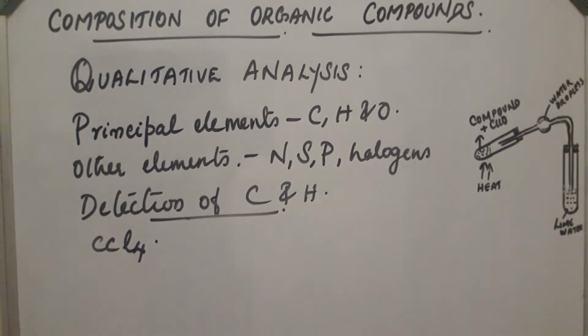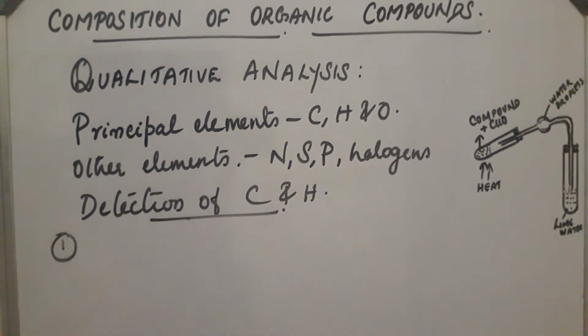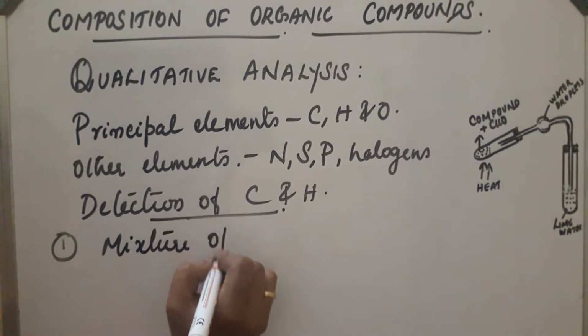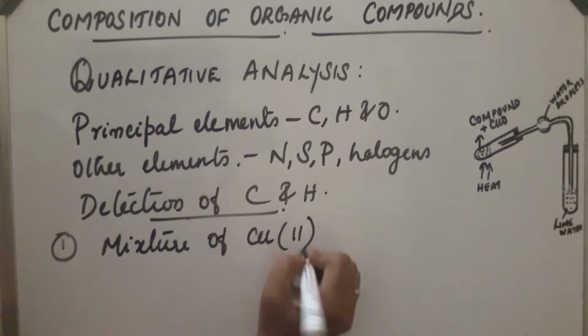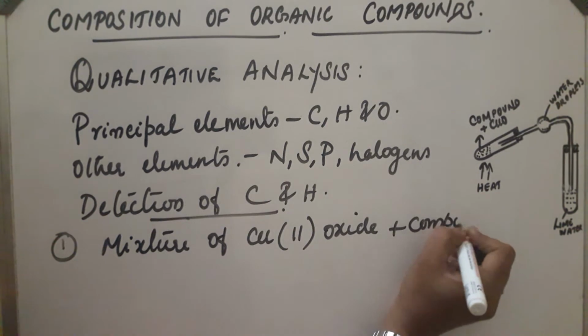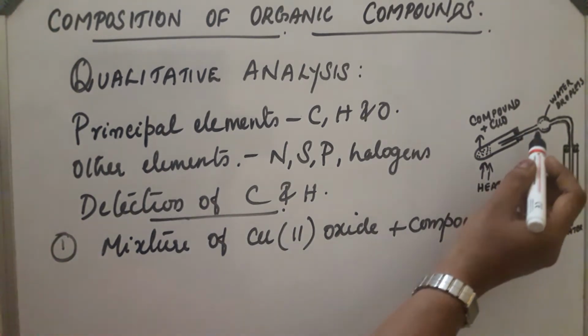The common test for carbon and hydrogen is, first, we have to take a mixture of the compound and copper oxide, copper 2 oxide, in a test tube. Next, it is taken in a glass tube which is fitted to a bent delivery tube.